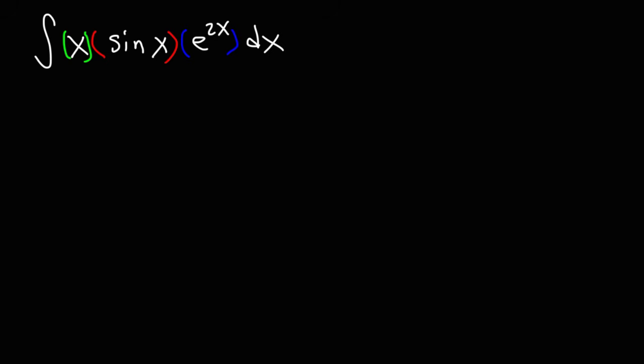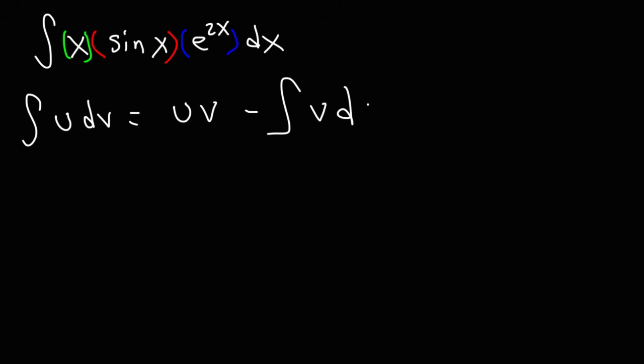Perhaps you're familiar with integration by parts, and you've seen this formula. The integral of u dv is equal to u times v minus the integral of v du. Now, this works for a 2 product term expression. But what about a 3 product term expression?